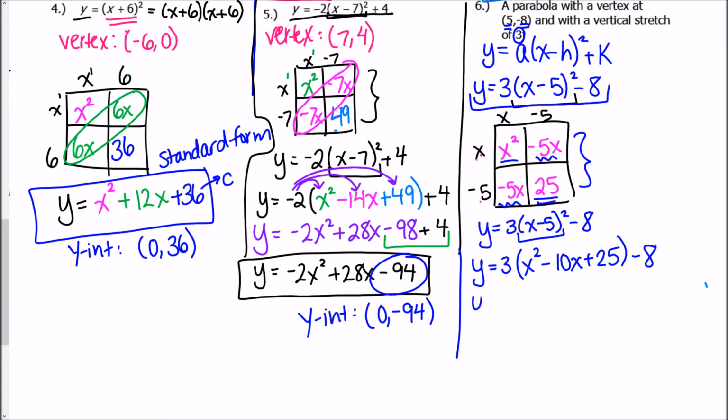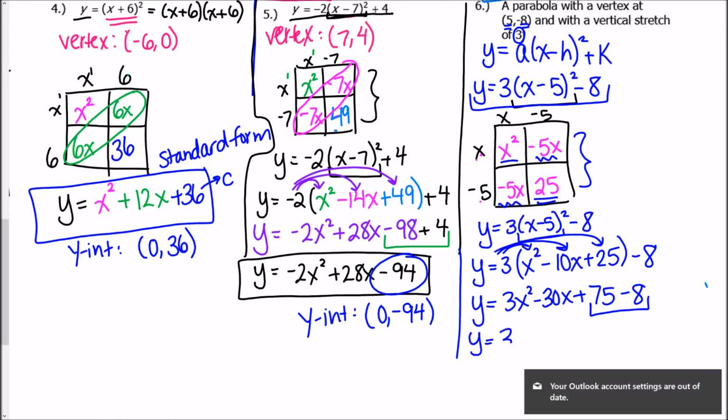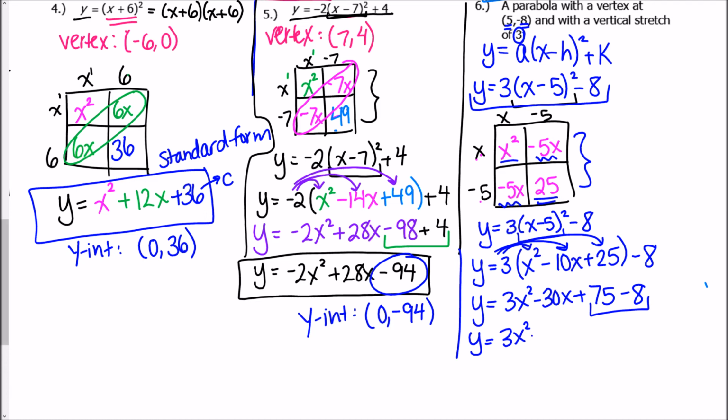So I end up getting here y equals, distribute this 3 through to everybody. So I end up getting 3x squared minus 30x plus 75 minus 8. Now this 75 and this negative 8 are like terms, so I can put those together. And when I do, this gives us plus 67. So therefore my y-intercept would be at (0, 67).